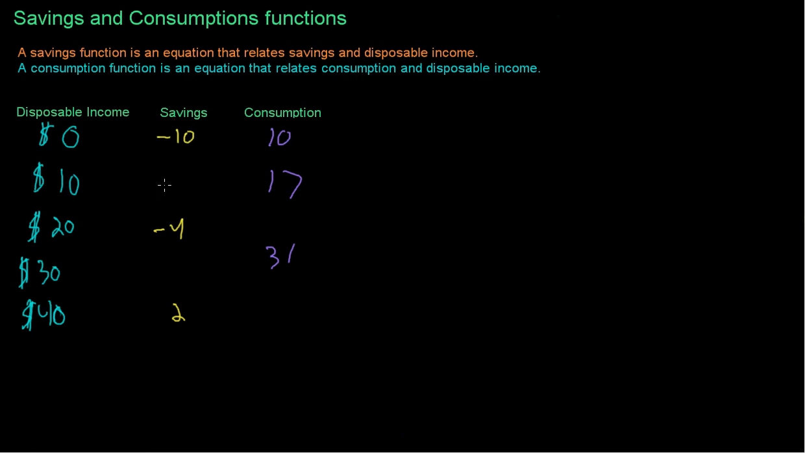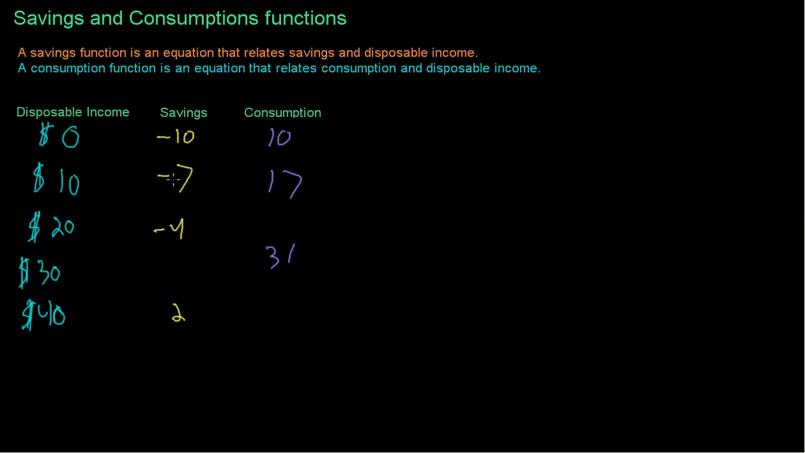Then I'm going to say, I just made this number up, I'm going to consume $17. So the difference, 17 minus 10, means that I took out $7 from my savings. So if I consumed, just one more time, $17 worth of stuff and I only had $10 worth of disposable income, then I had to have taken $7 out of my savings.